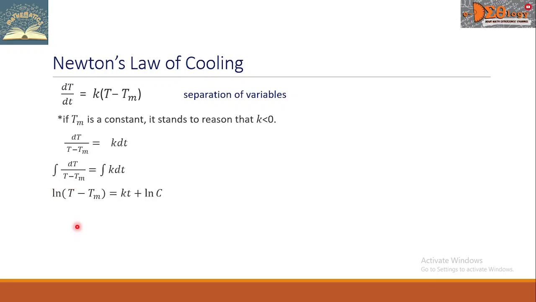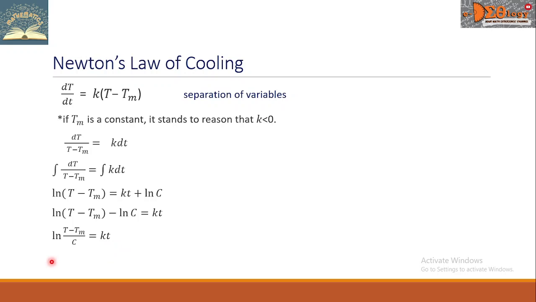The integral of the left side is ln of the quantity T minus T sub m, equals the right side, kt plus the natural log of the constant. In this case, this natural log of the constant we will transpose to the left side, and then we will apply the law of logarithm. The left side now becomes ln of the quantity T minus T sub m all over C equals kt.